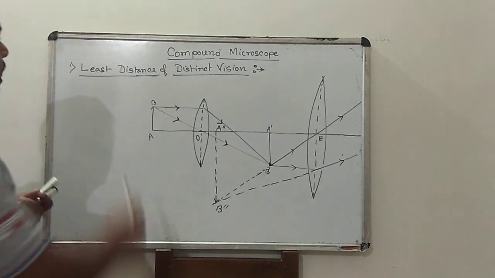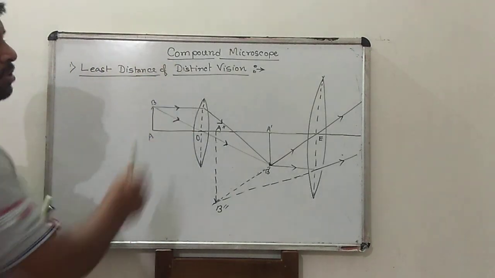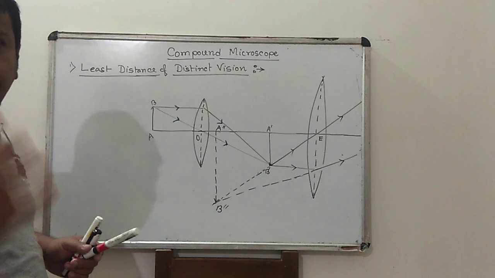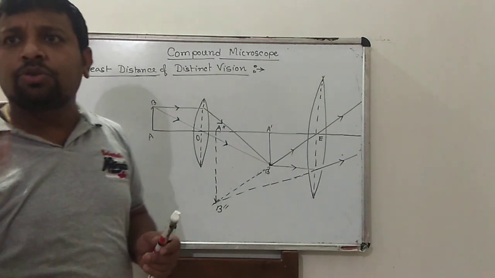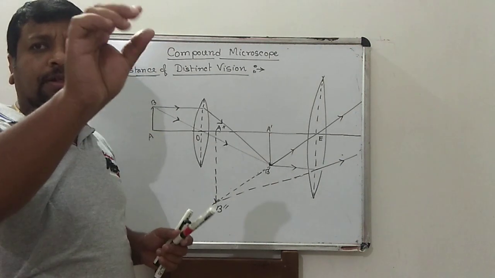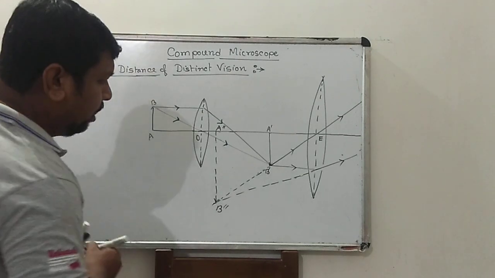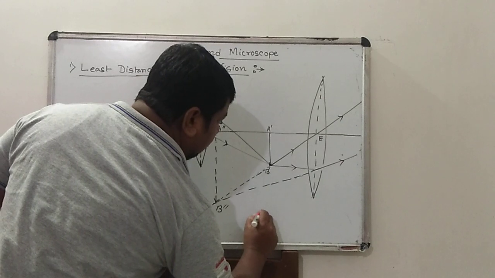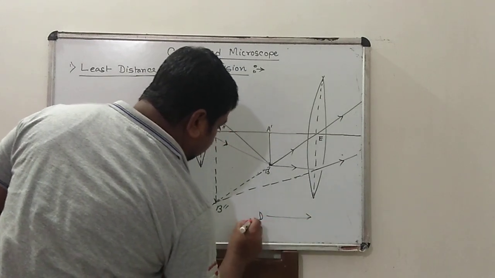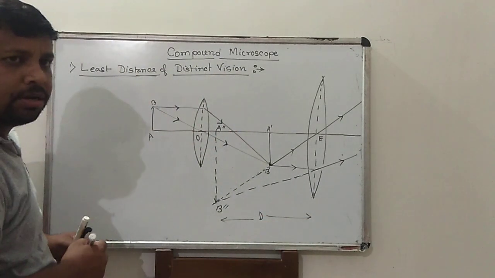So this is the least distance of distinct vision. Similarly, in the case of the compound microscope, we get two measurements. The first one is the least distance of distinct vision, and the second one is the normal vision. This distance is capital D, that is 25 centimeters.